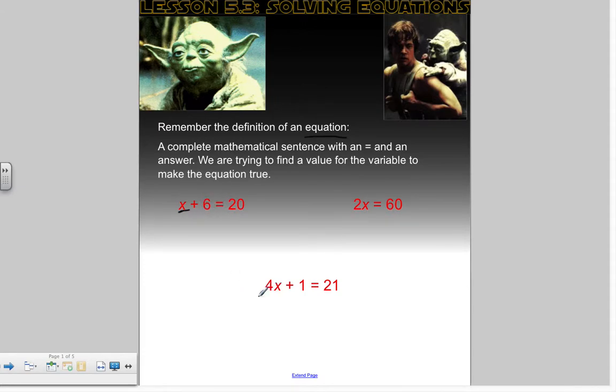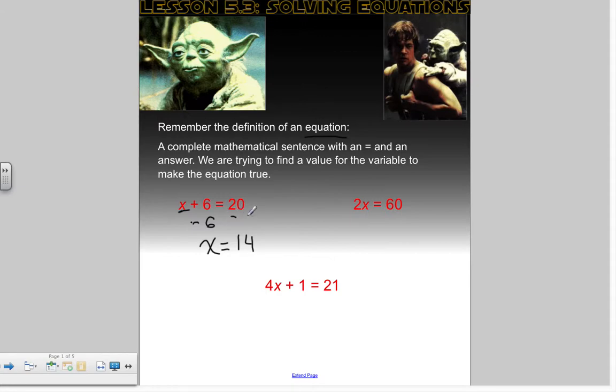Let's think about it in the first instance. x plus 6 equals 20. Hopefully that was pretty easy for you to think through and say, oh, of course, x equals 14. But what math did you actually do to get that? How did you get 14? Well, you have to think about this for a minute. Actually, you subtracted 6 from 20.